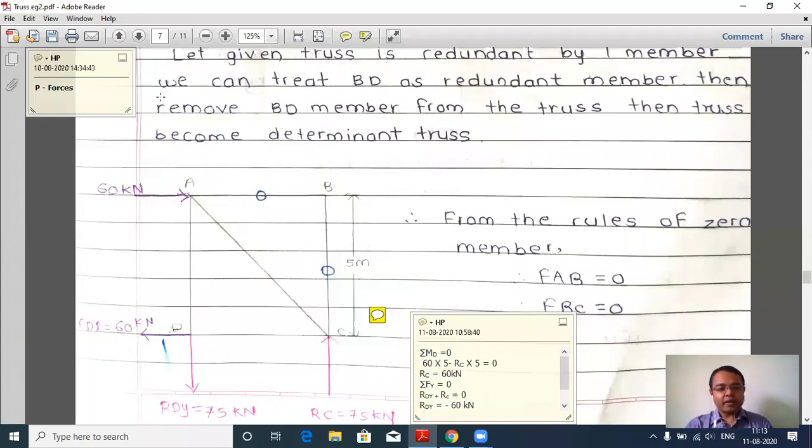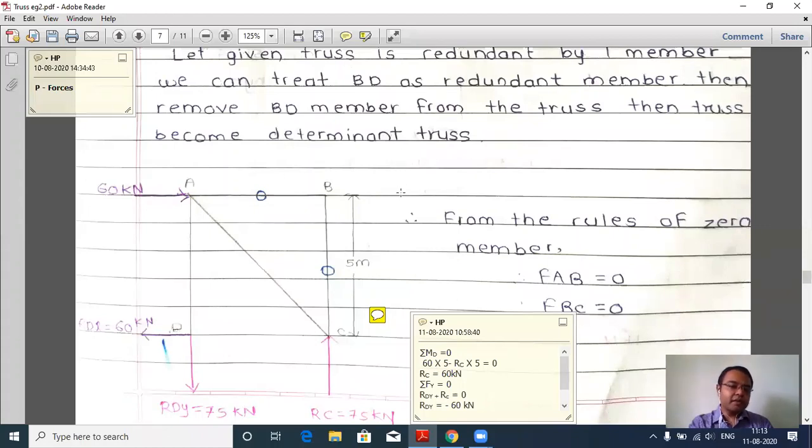Already we have calculated that we have got external SDI equal to 0 and internal SDI equal to 1. It means by removing any one extra member, as we are getting SDI 1, that's why we are removing only one member. If we remove any one member from this given truss, the structure will become a determinate truss.